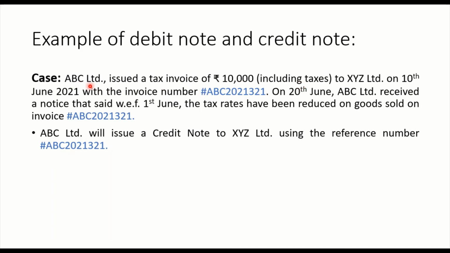There is a company ABC Limited. It has issued a tax invoice of rupees 10,000, and 10,000 includes taxes. Okay, to whom? To XYZ Limited. It means XYZ is the buyer. On 10th June 2021, this 10,000 was issued with the invoice number ABC 2021-321. This is a random number, but this is the invoice number.